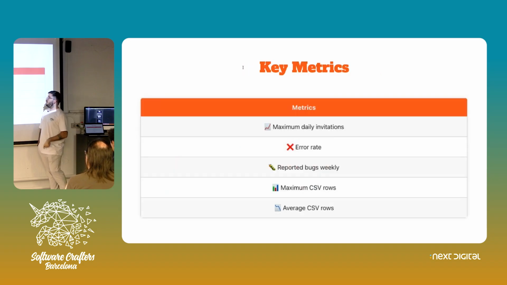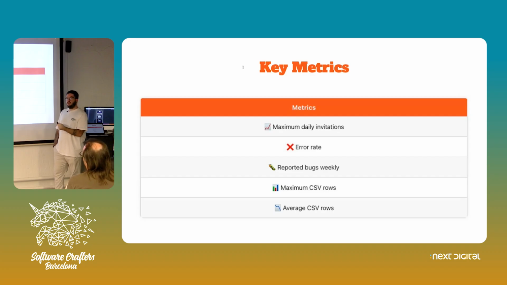These were our decided metrics. Some of them were symptoms like the error rate and reported bugs, but some of them were metrics that we wanted to have to be able to take a look into the scalability and the usage of the solution. So for example, maximum daily invitations was for scalability and being able to understand how the company uses our product. Error rate and reported bugs are symptoms that we were already complaining about. Maximum CSV rows and average are things to understand the chunks of authentication, the processes that are being used.